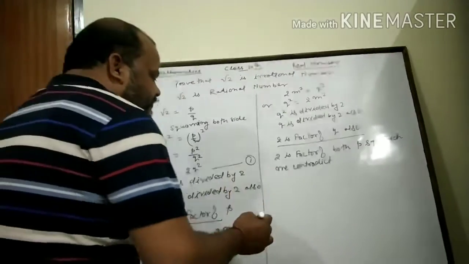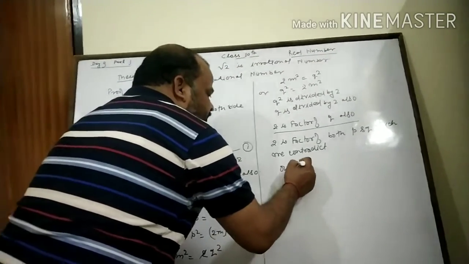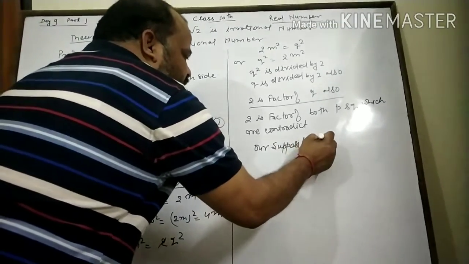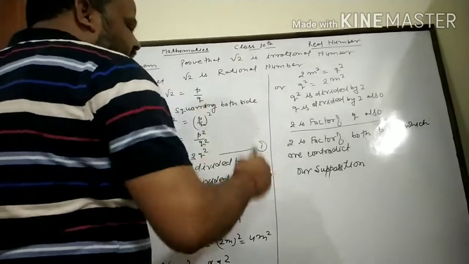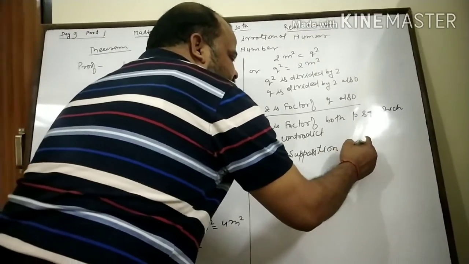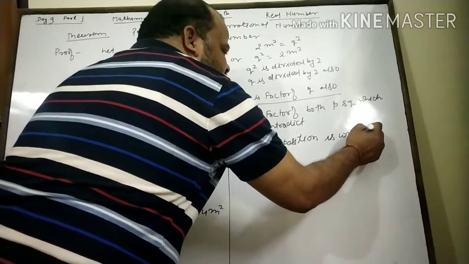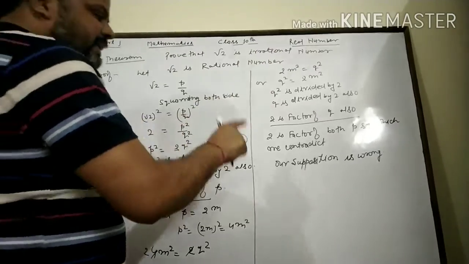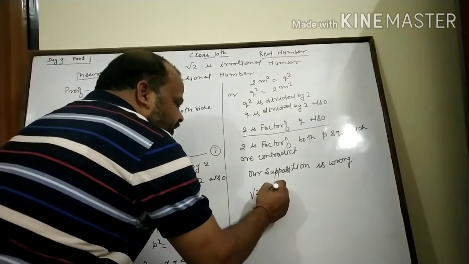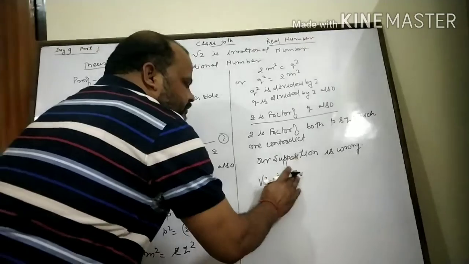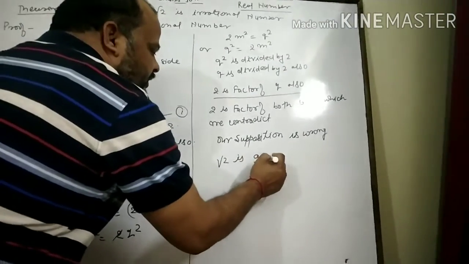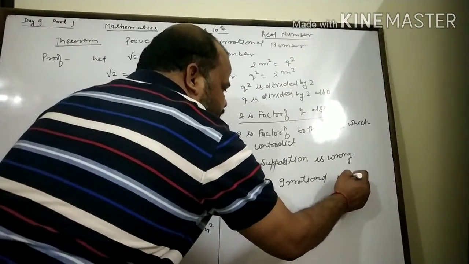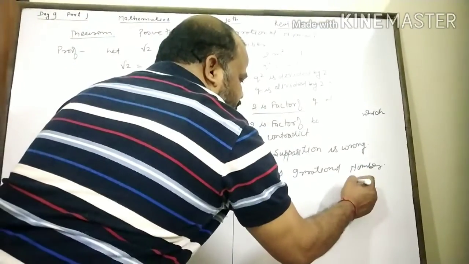That's why it is a contradiction. That means our supposition is wrong. What supposition? That root 2 is a rational number. Our supposition is wrong. It means root 2 is a rational number is wrong. That means root 2 is an irrational number. Clear? Proved.